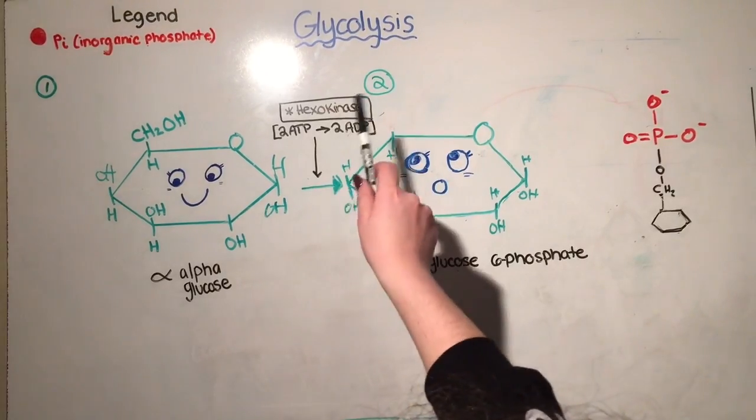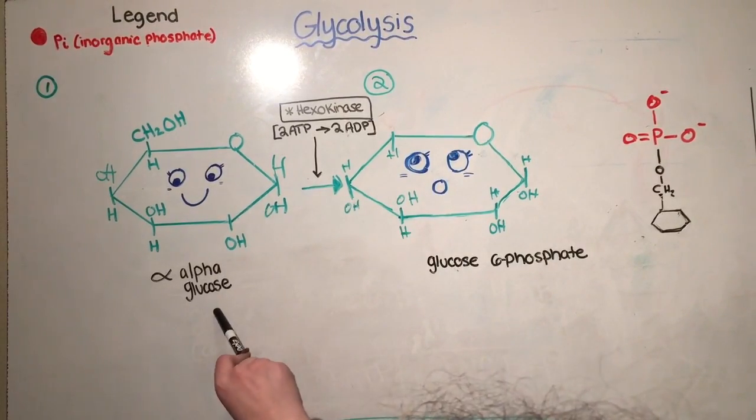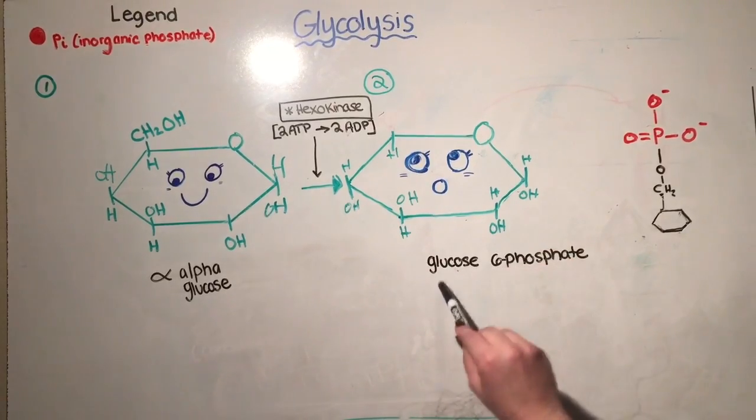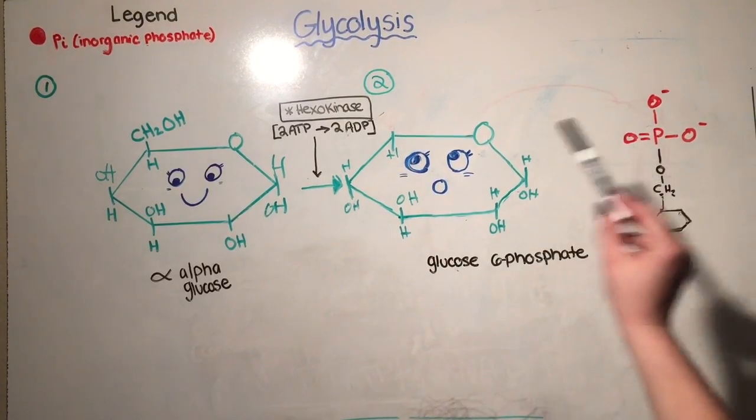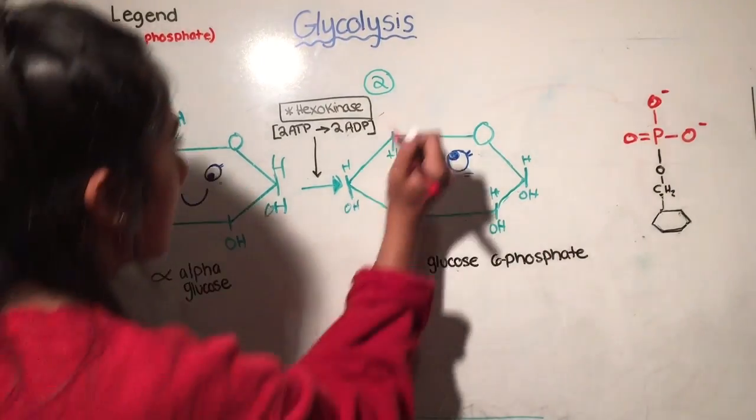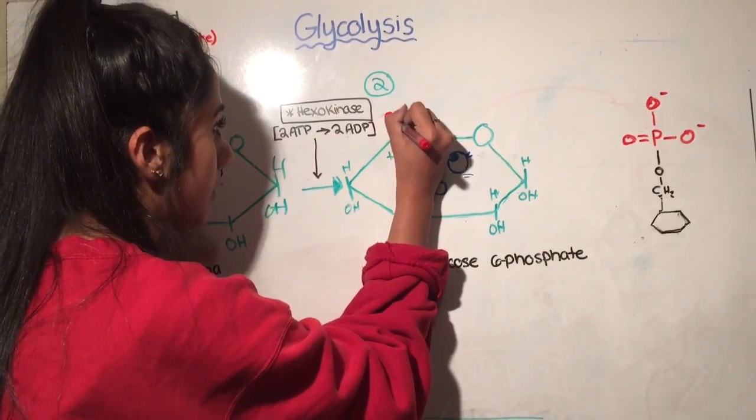So the first step of glycolysis is that we're taking an alpha glucose molecule and we're going to be changing it into a glucose 6-phosphate group. How we do that is through the process of attaching a phosphate group onto the 6 CH2OH.